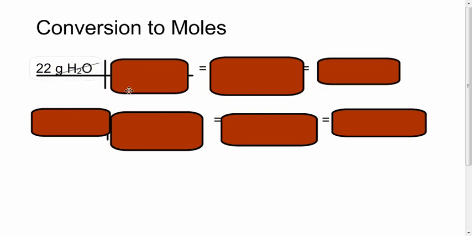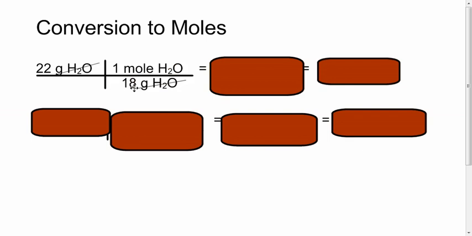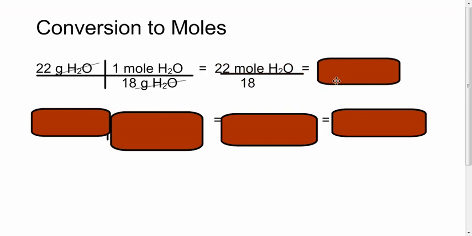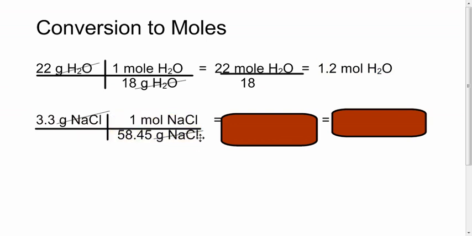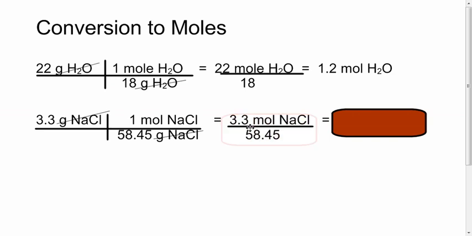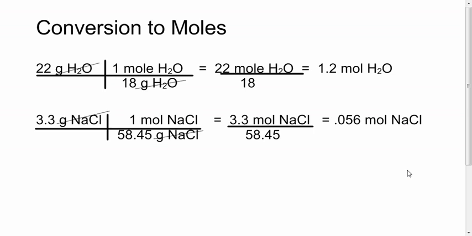Now, for 22 grams of water, I'd have to use the periodic table and figure out the molar mass, and that's 18 for water, and I'm going to multiply across, and I'm going to get 22 divided by 18, and that's going to give me 1.2 moles. And I'm going to do the same thing with salt, and I'm going to have 3.3 divided by 58, and that's going to be 0.056 moles salt.